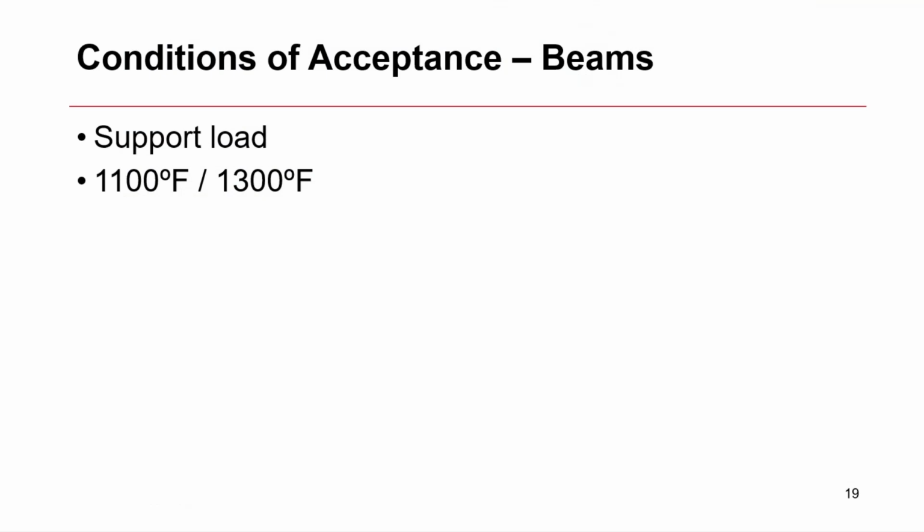The conditions of acceptance of the standard would suggest the assembly needs to support the load, and it needs to limit the temperature of the structural steel of the beams to an average of 1100 degrees Fahrenheit and an individual point temperature limitation of 1300 degrees Fahrenheit. So when either one of those criteria is met, that would be the fire resistance rating of that assembly.